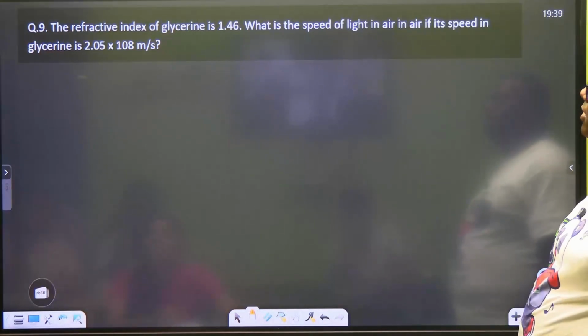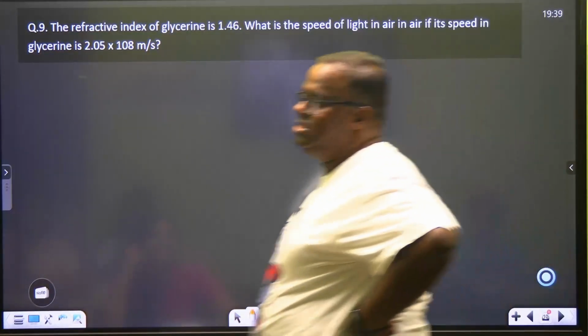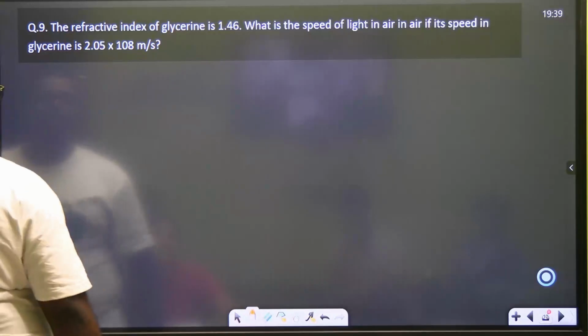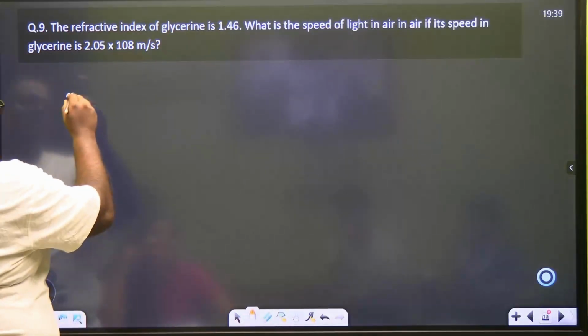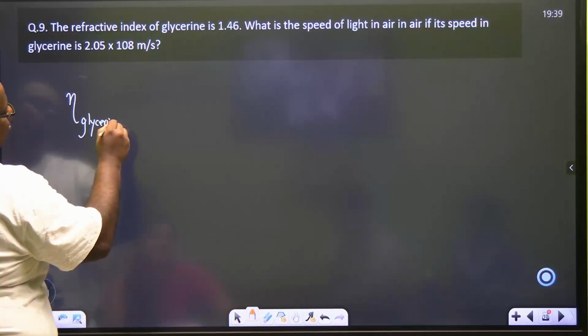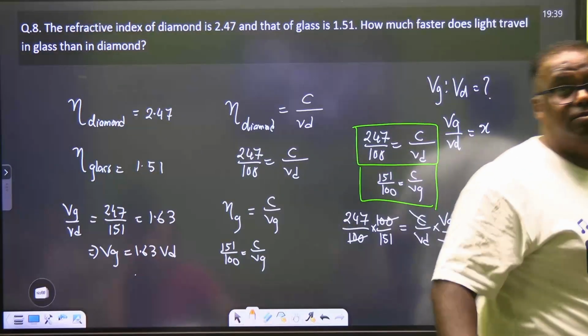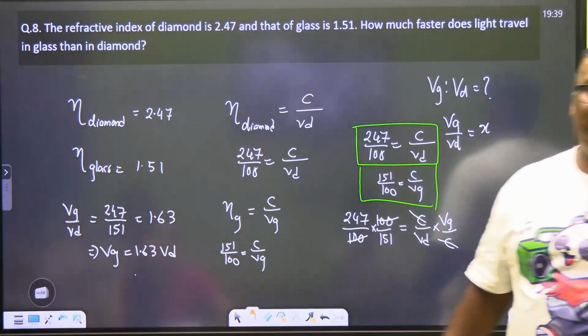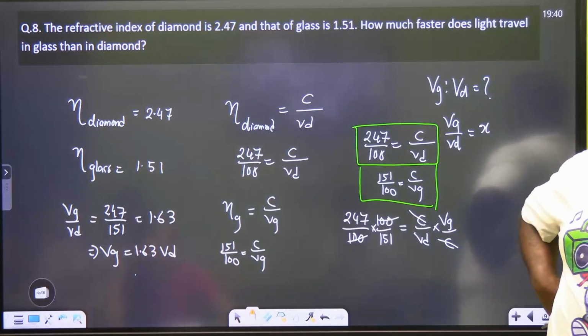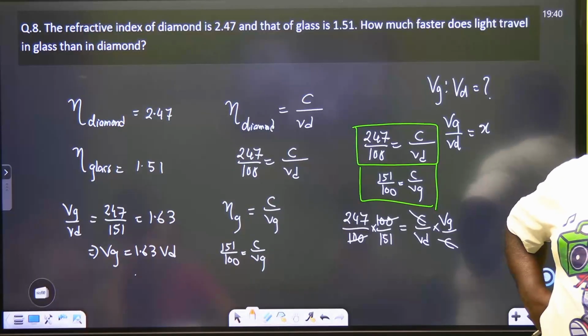Next. The refractive index of glycerin, or somebody says glycerine. Oh yeah, please. Yeah, check it. Get me your digits. How much? 1.63.